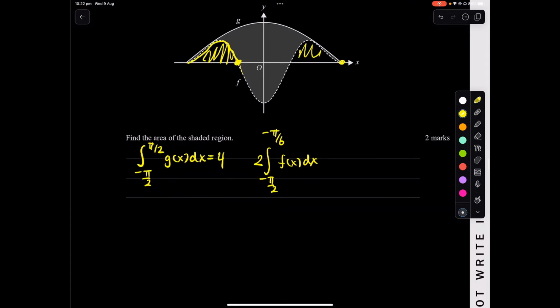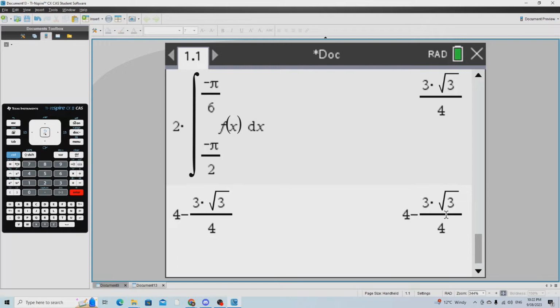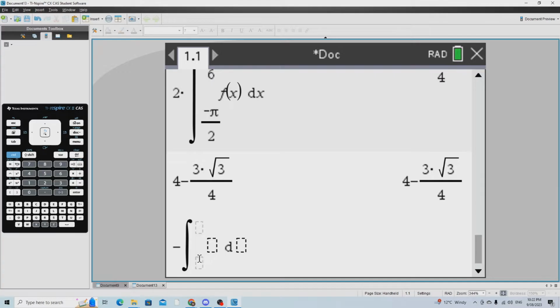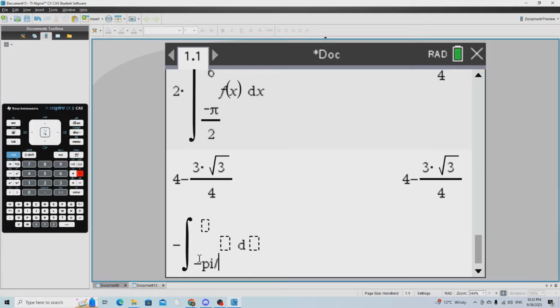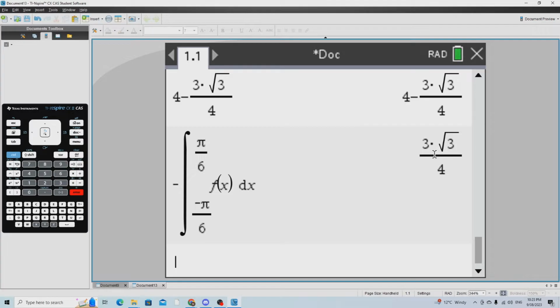So we want to find also the integral of f of x from negative pi over 6 to pi over 6, negative f of x dx. So let's solve that too. Am I overdoing it? I think if it's that much marks, or am I overlooking it? Let's just try to finish this. So f of x dx, and we get this.